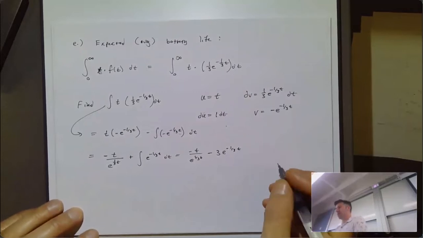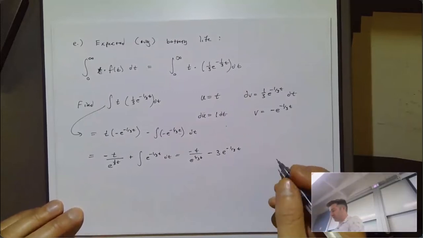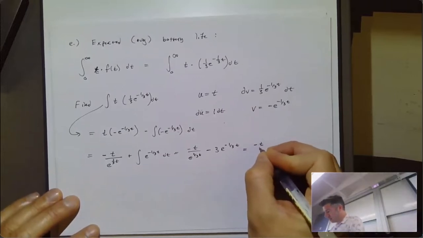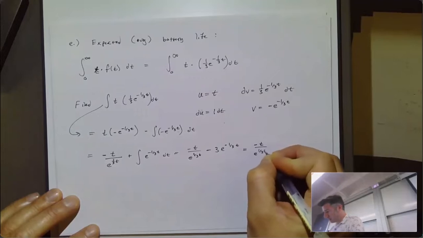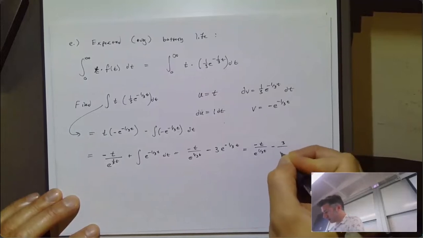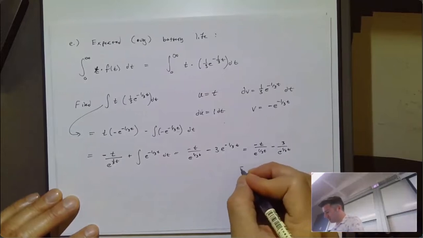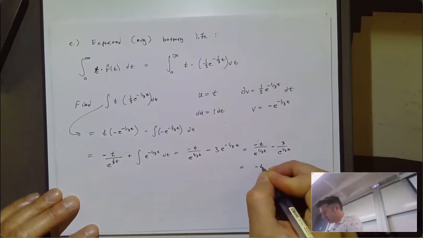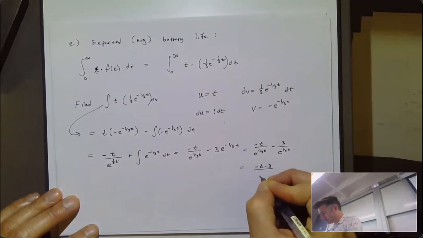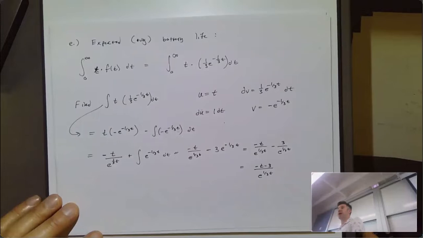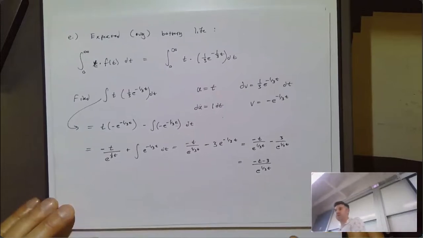And I would probably make the choice to do some simplification here. I'm going to write this as negative t over e to the 1/3 t minus 3 over e to the 1/3 t, and then actually factor out the over e to the 1/3 t. So this is really just negative t minus 3 over e to the 1/3 t. There is a good reason for this. I'm not just doing it because it looks super fun.